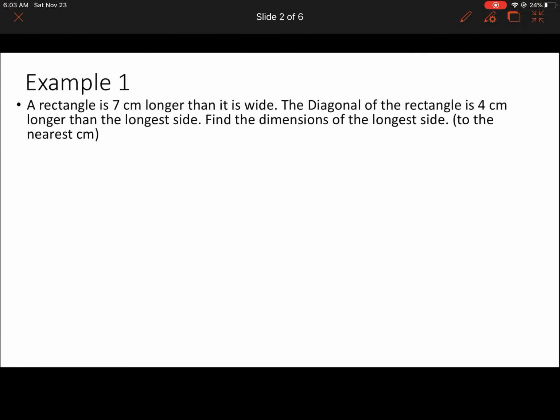Okay, we're doing more word problems. So first thing is to analyze it. Just read it the first time and then read it again to model it.